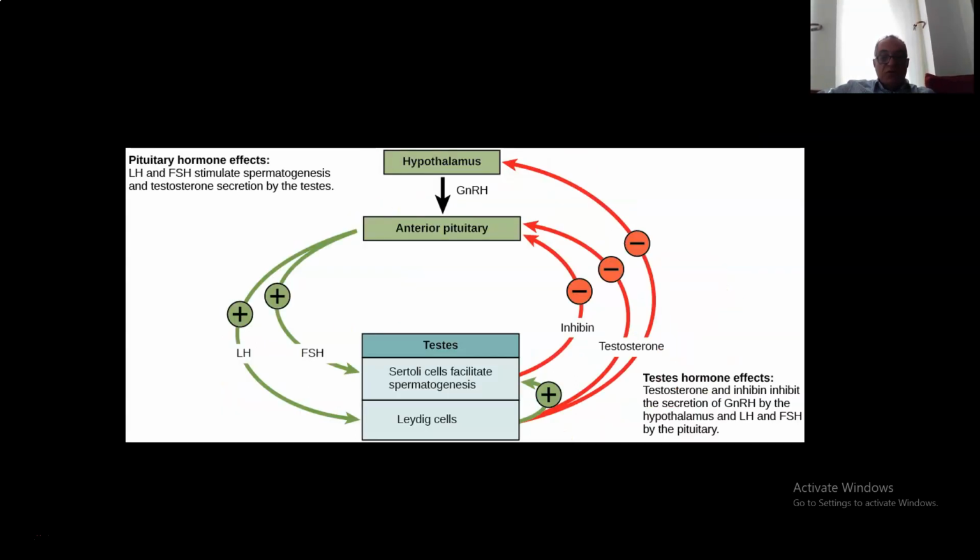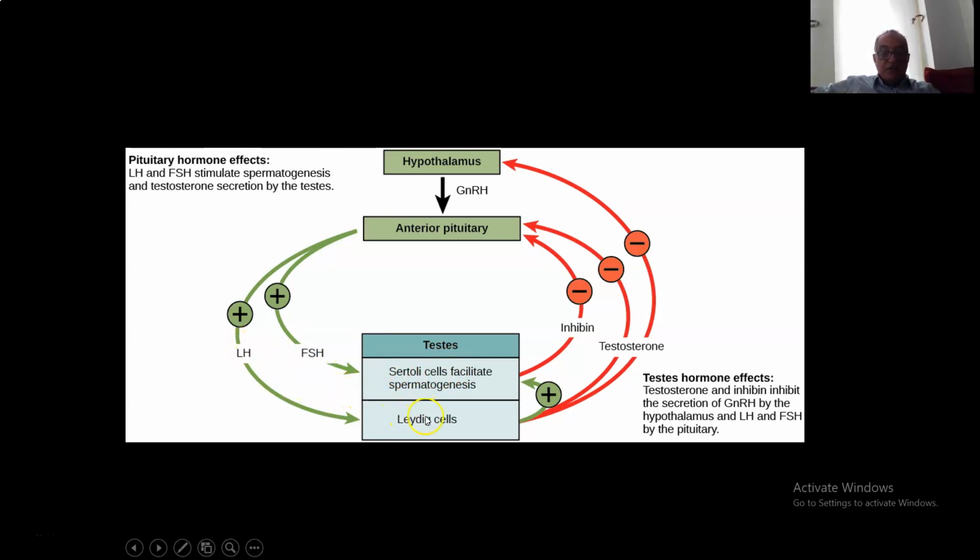Another thing we discussed before is very important to know: there is a feedback between the effector organ they are working on and the hypothalamus and anterior pituitary. For example, the hypothalamus produces the gonadotropic hormone controlling the anterior pituitary gland. The anterior pituitary gland produces follicle stimulating hormone and luteinizing hormone in males. FSH facilitates spermatogenesis. The maturation of sperms goes through the FSH and the LH in males.